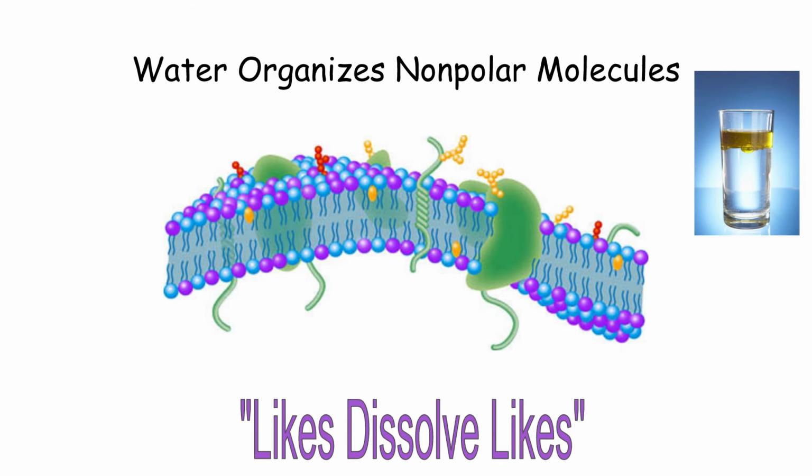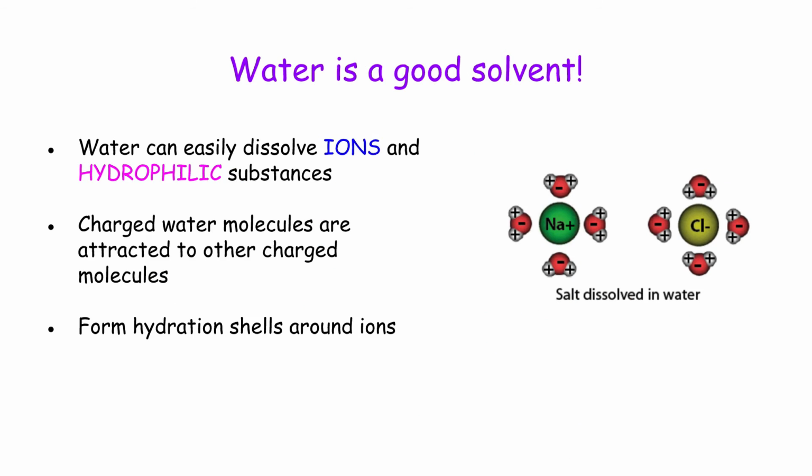So don't forget about the rule, likes dissolve likes. Polar things will be soluble in other polar things. So anything polar or charged will be soluble in water. Okay, this also leads to why water is such a good solvent. So water can easily dissolve ions because ions are charged.